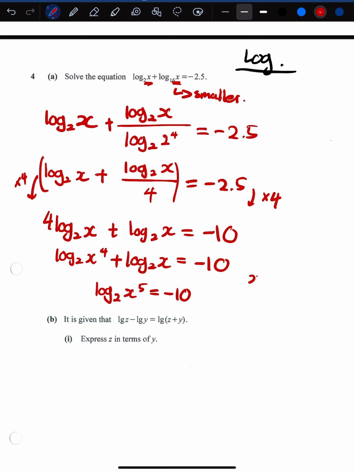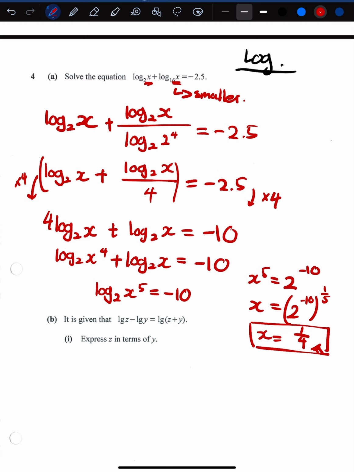So log base 2 of x to the power of 5 equals negative 10 is the same as saying x to the power of 5 equals 2 to the power of negative 10. Over here I have power 5, so I need to take the fifth root on both sides to get my x value. The fifth root is the same as raising to the power of 1 over 5. You just press this in your calculator: 2 to the power of negative 10, to the power of 1 over 5. You will get your answer to be just 1/4, and that is your answer for your x value.